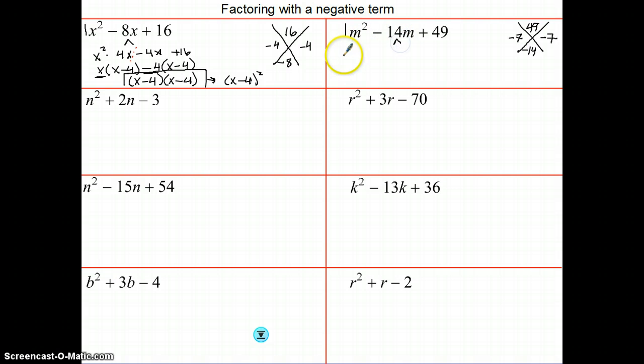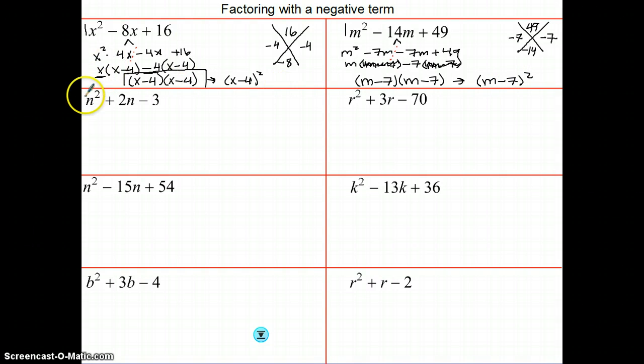So rewriting my -14m as -7m minus 7m, I factor by grouping. Looking at the left and the right, I see that the left has a GCF of m, leaving me with m minus 7, and the right has the greatest common factor of -7, leaving me with a positive m and a -7 in parentheses. Once I factor out that m minus 7, I am left with another m minus 7 in parentheses. So again, we go one step further and write this as m minus 7 all squared.